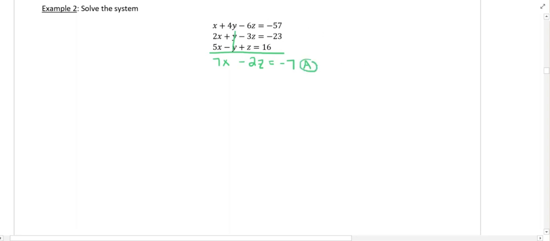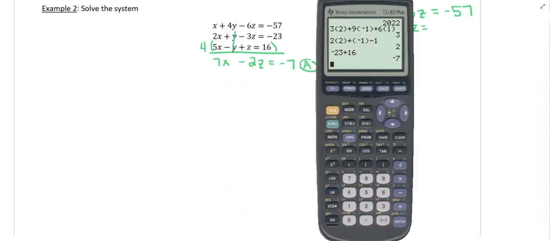Then equation B, I need to eliminate my y, so I have x plus 4y minus 6z. I have to use the first equation because I did not use that the first time. And I can use either one of these. So let's go ahead and take the last equation here, multiply by 4 so we can eliminate the y's. So 4 times 5x is going to give me a 20x. 4 times negative y, negative 4y. 4 times z, positive 4z. And 4 times 16, I believe, is 64.